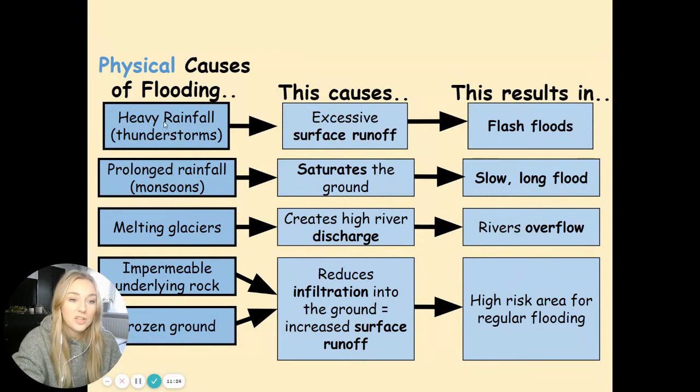So if you start off and you say, right, my statement is one physical cause of flooding is heavy rainfall, like in thunderstorms, your consequence is, well, this causes excessive surface runoff. And there in bold, I have included a specific piece of terminology that an examiner always loves to see. Always include this, show off whenever you can. So heavy rainfall causes more surface runoff, and that results in flash floods.